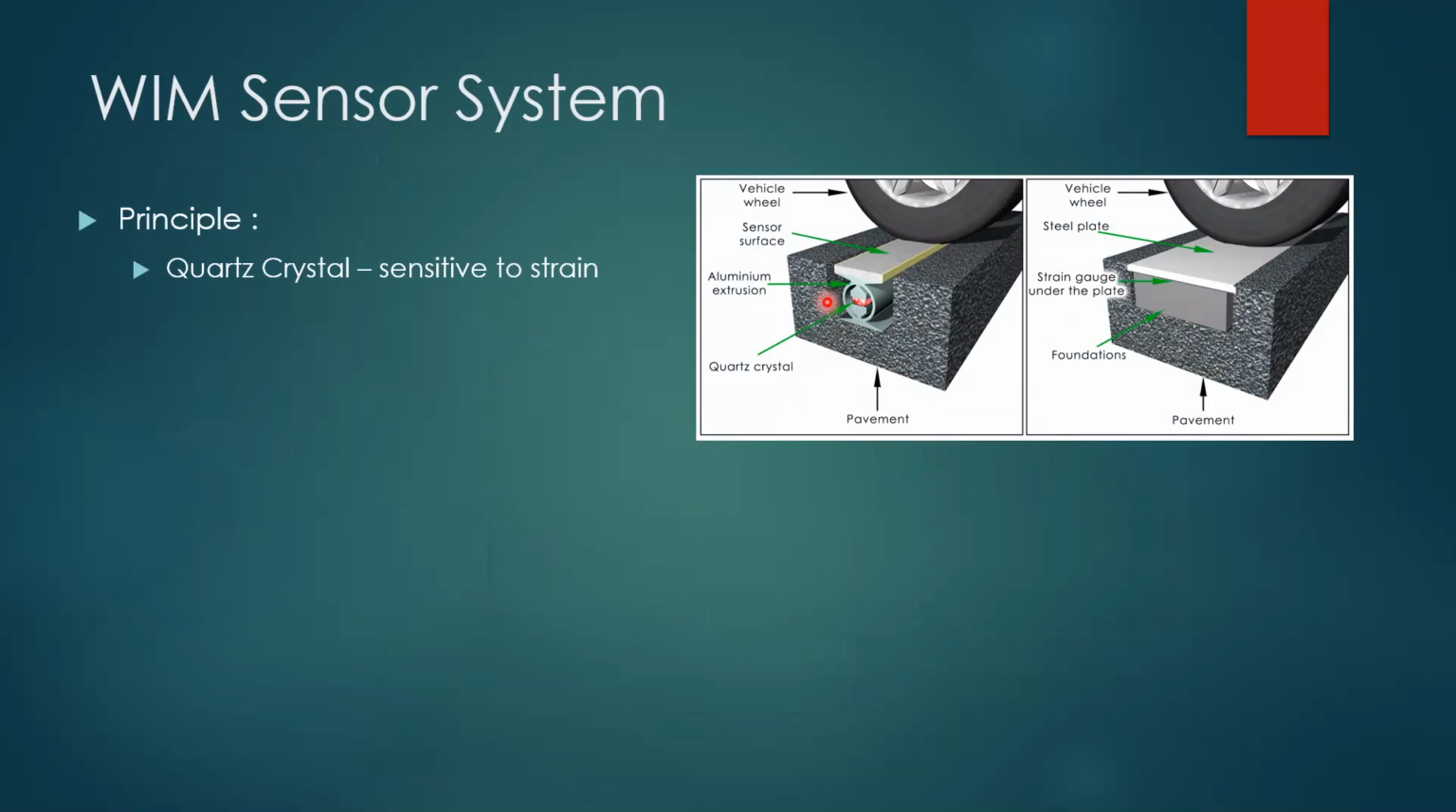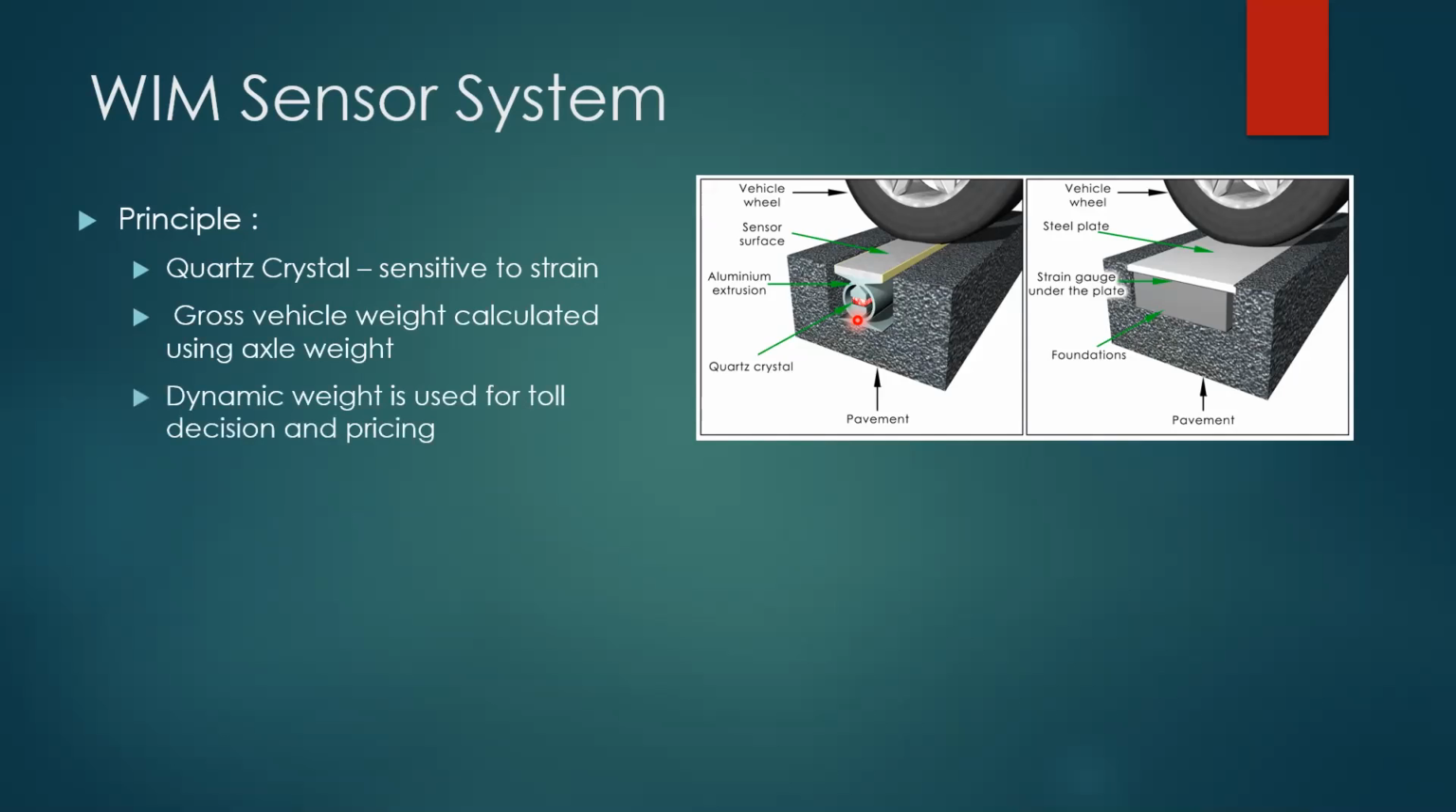So this WIM sensor system has a quartz crystal, which is very sensitive to strain caused by the weight of the vehicle. As we can see in this picture, the wheel of the vehicle passes over the system, and it calculates the weight of the vehicle. The difference in calibration can be used to calculate the gross vehicle weight at the time of toll collection. And this dynamic weight is used to calculate the toll price in later stages.